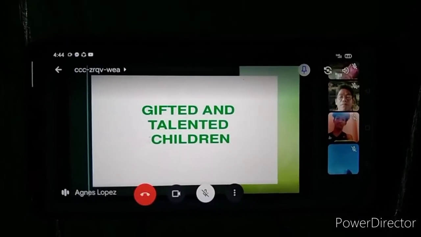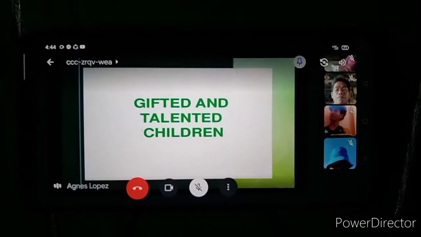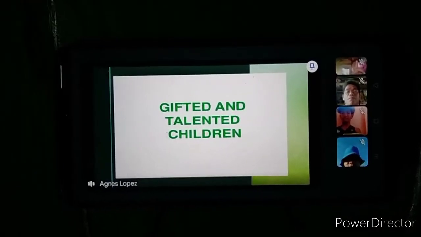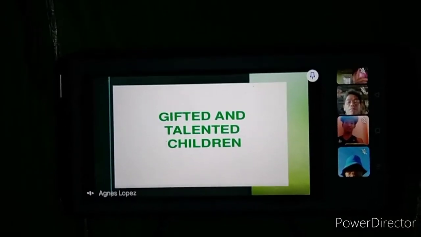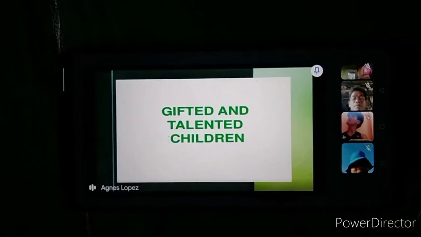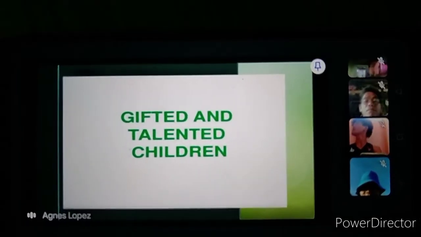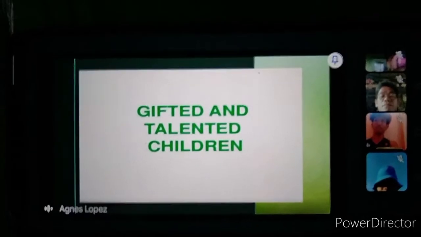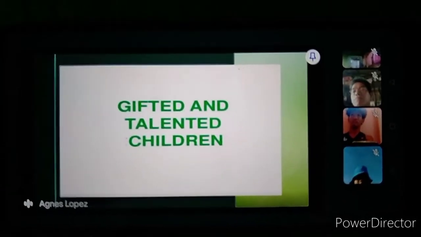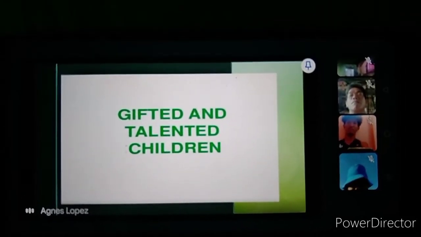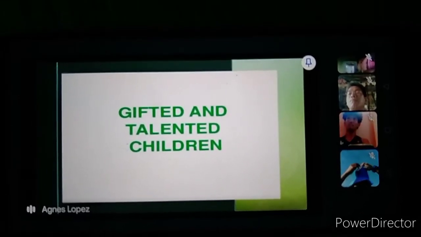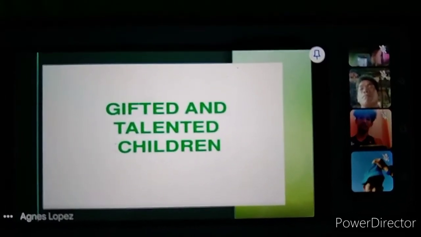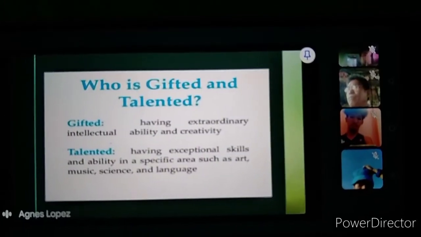Today, I discuss who the gifted and talented learners are. Everyone knows that learners are different from each other. They have their own characteristics that make them unique and make their lives more interesting. Those learners are classified as the gifted and talented learners. Now we will discuss how they differ from each other. But who are the gifted and talented?